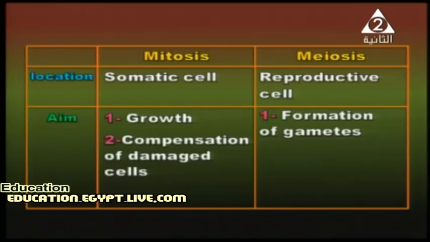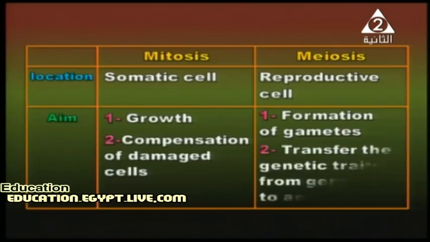But the aim of meiosis is formation of gametes, transferring the genetic traits from one generation to another. So meiosis takes place in reproductive cells for formation of gametes and also transferring the genetic traits from one generation to another.